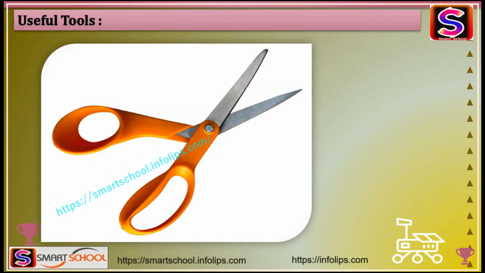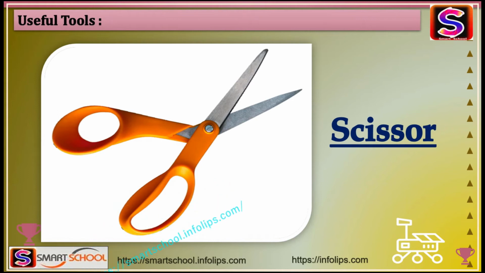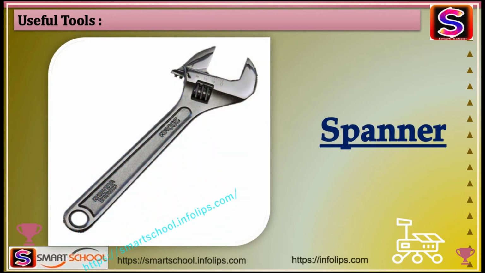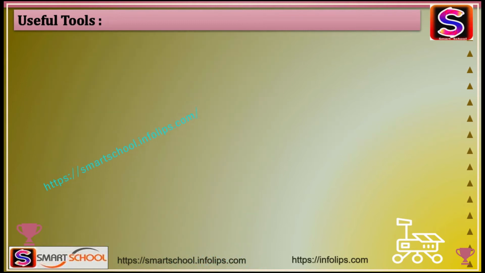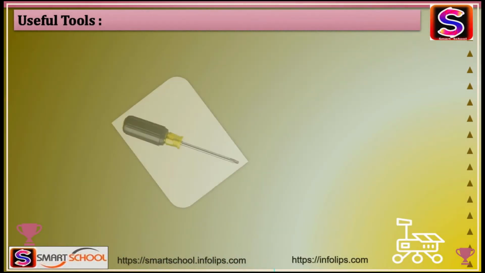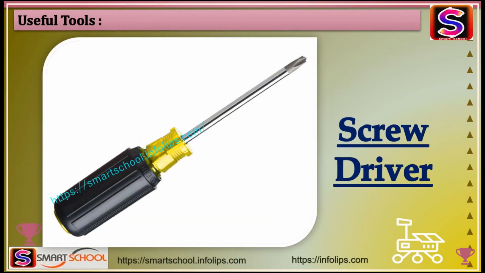Let's see next one. What is? It's a scissor. Scissor. See, this is also very important. It's a spanner. Spanner. See, this is electric iron. Iron. Let's see next one. This is screwdriver. Screwdriver.